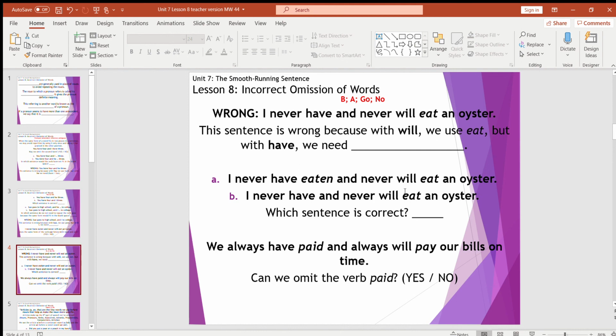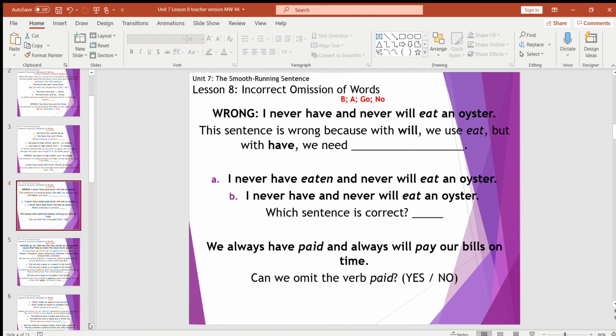So I never have eaten and never will eat an oyster versus I never have and never will eat an oyster. Which sentence is technically grammatically correct? A, right? I never have eaten, never will eat an oyster. So we always have paid and always will pay our bills on time. Can we take out the verb paid and say we always have and always will pay our bills on time? No, right? Because this form needs pay, but this form needs paid, and those are not the same forms of the verb. So you can't just leave them out.